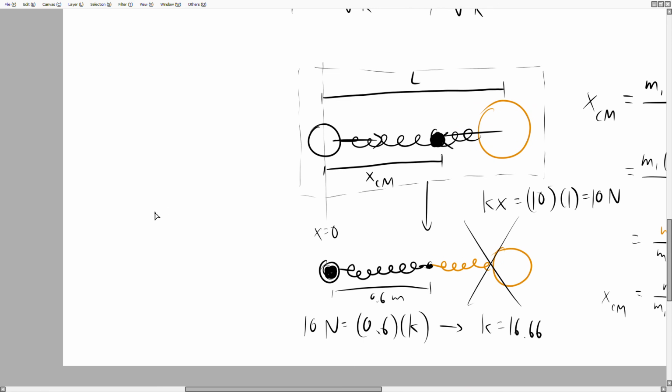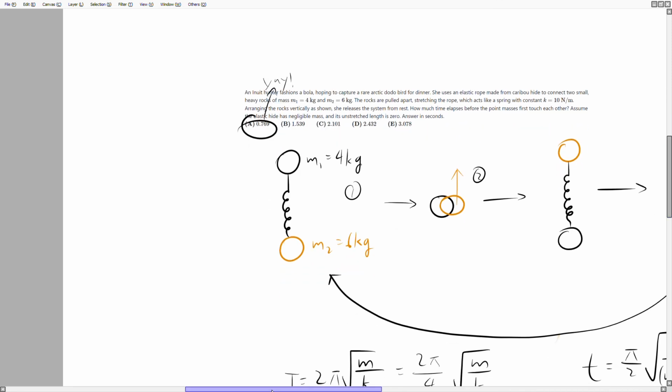Now we just have a spring connected to one mass, and we want to figure out how long it takes for it to complete 1/4 of a revolution. What we're going to be doing is we'll just say that the time would be 1/4 of a revolution, so 2 pi over 4, the square root of the mass, which is going to be 4 kilograms, over the spring constant, 16.66. And if we calculate that, we'll get the same answer of 0.769 seconds, which we can see here is A.